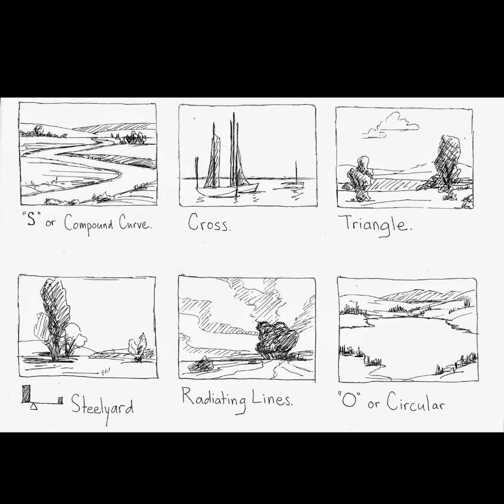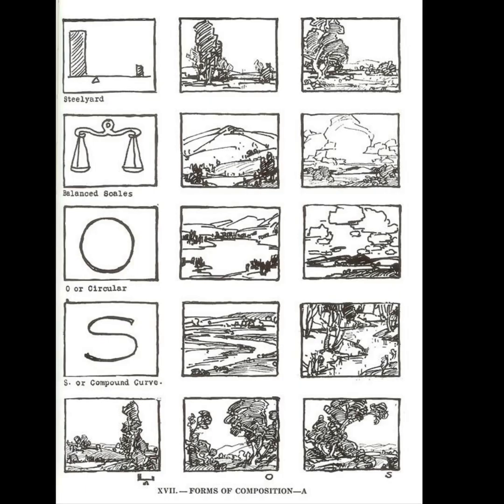Then your radiating lines composition. This is great for creating visual movement. If you want someone to look somewhere, use radiating lines to give that object emphasis. Then you have your circle or your O composition created by the lake. Here's some more example of the ones I just talked about.